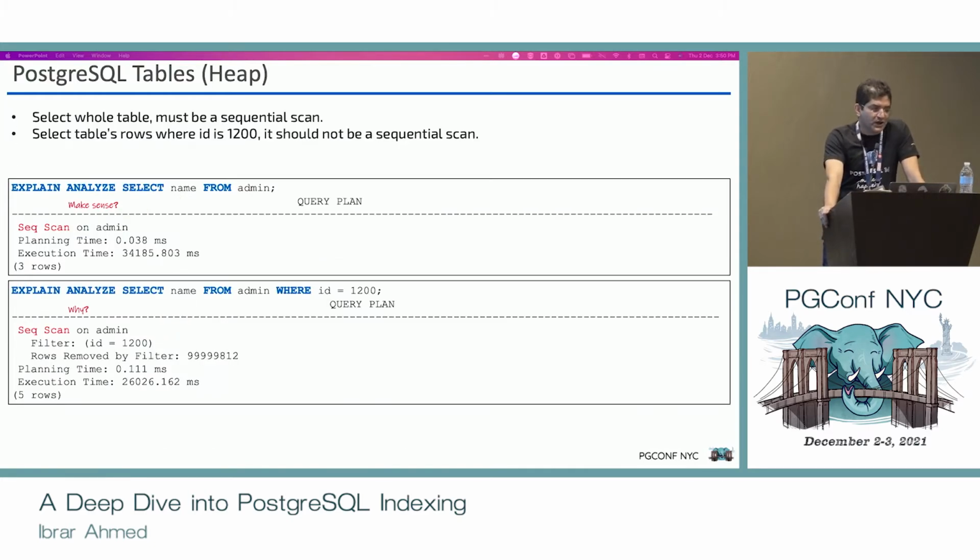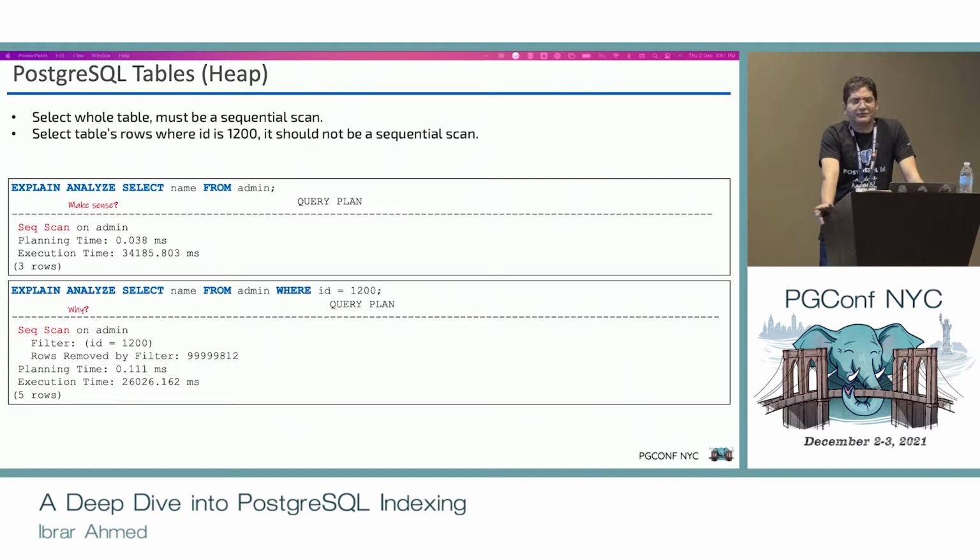So, the heap. When we are selecting the whole table, it will be a sequential scan. For example, you see EXPLAIN ANALYZE SELECT name FROM admin. We are selecting all the names from a table, so it makes sense. You can see there is a sequential scan on admin. That means we are sequentially searching all the names in that table.